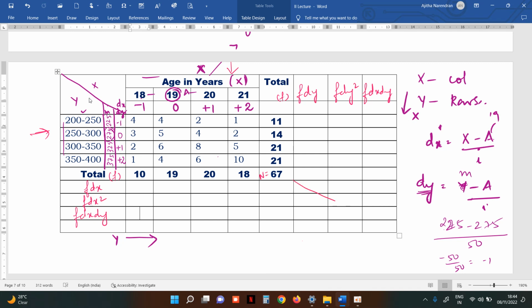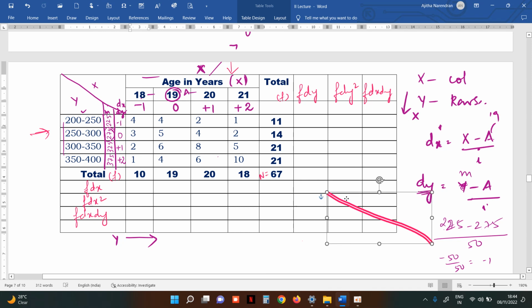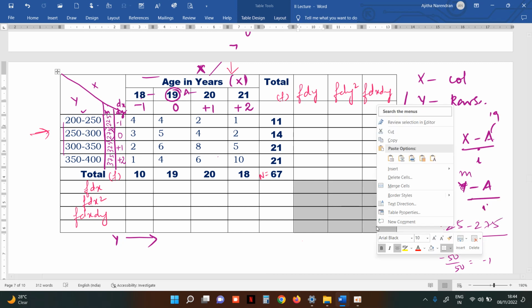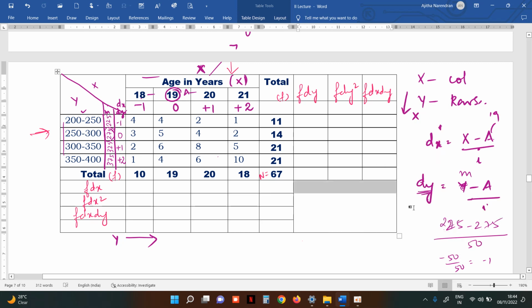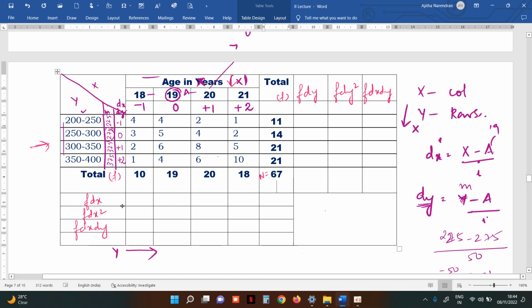So in this column you won't be getting any figure. If you want, I can merge this cell. Here you are not going to get any figure. I'll just merge it so that there is no confusion. Okay. Here you will be getting the total. I'll just increase the size of this cell. Okay, this is how you have to find out.